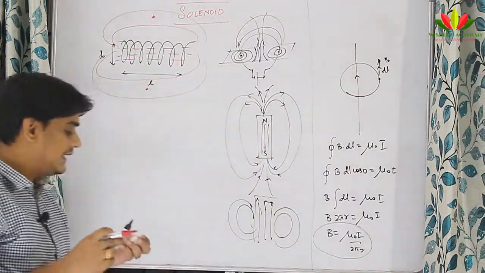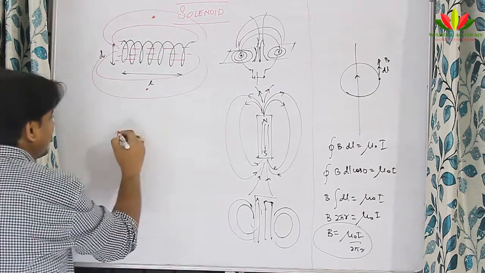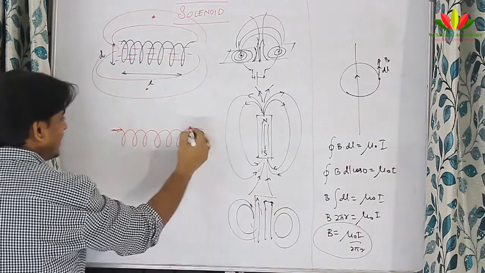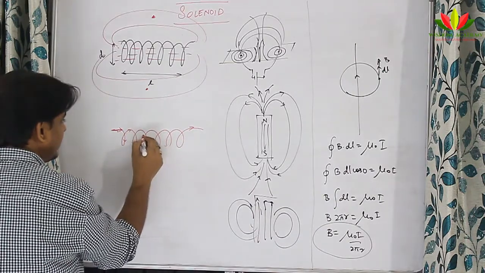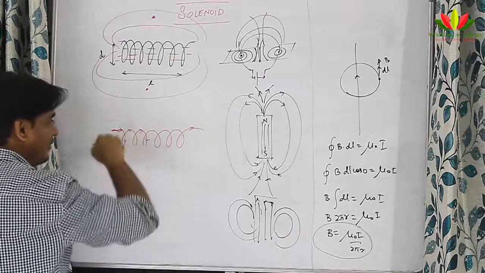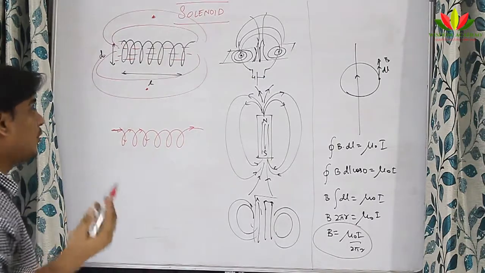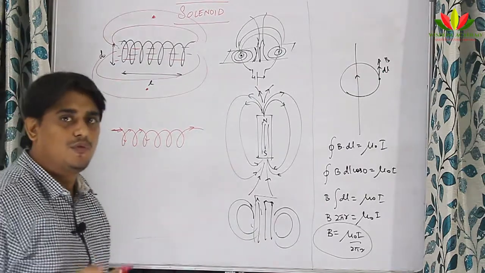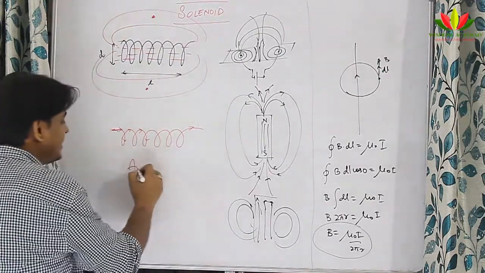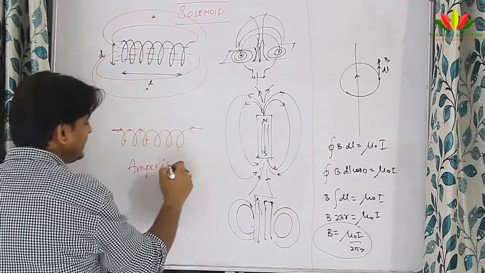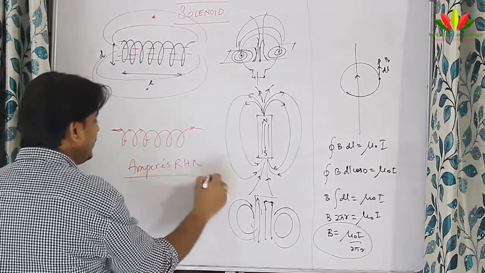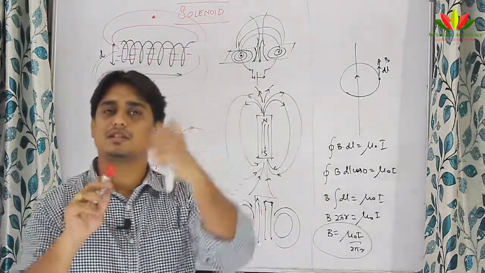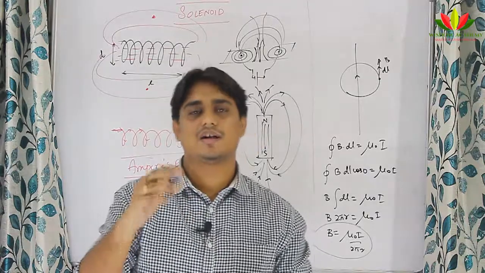Someone may think, suppose there is a solenoid taking current from this direction to this direction, coming, going, again coming inside and going. What end of the solenoid will act as a north pole and which end will act as a south pole? For that there is something called Ampere's right hand rule. Ampere's right hand rule will help you determine the north polarity and the south polarity of a solenoid when current is flowing through it.